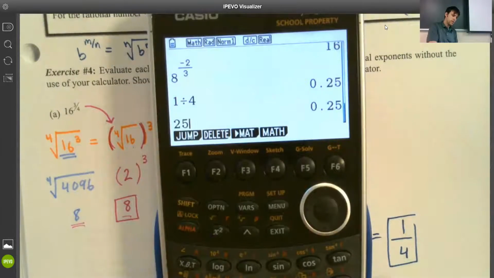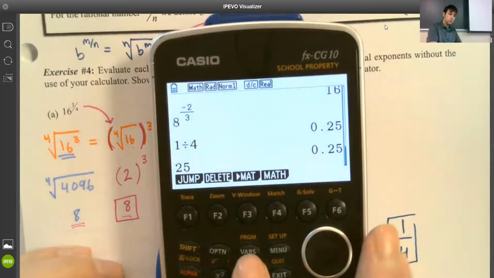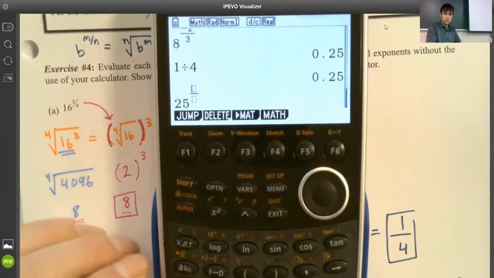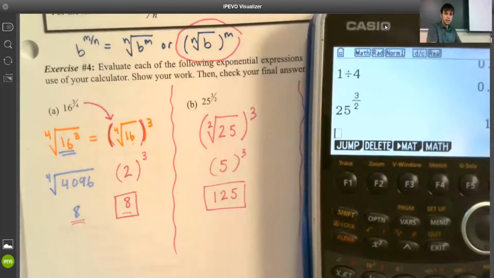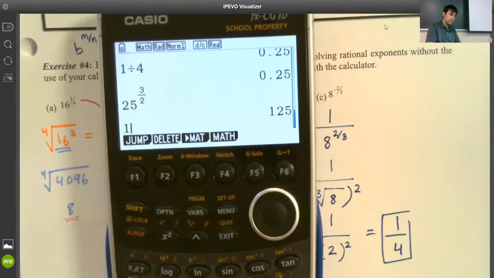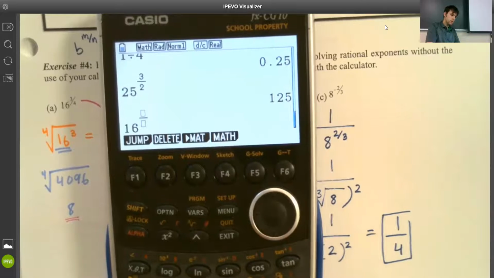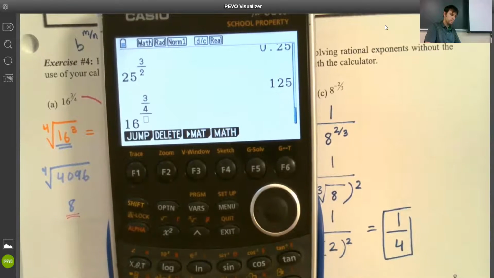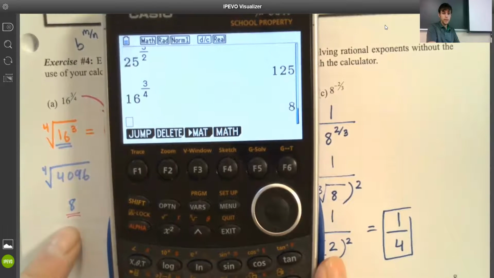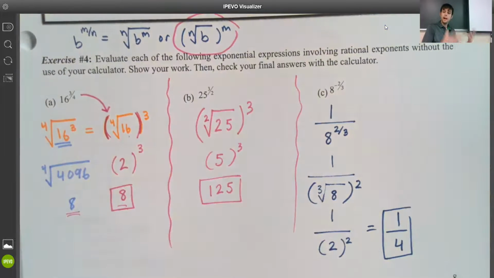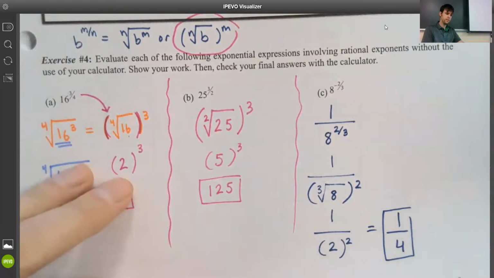So for other numbers, let's just double check all of these. So 25 to the fraction 3 over 2. Got 125 confirmed, and then 16 to the 3 over 4. Oops, too many fractions there. 3 over 4. We got 8. Yep, 8. A lot of this stuff can be done using the calculator, but I really want you to understand what's going on and how these fractional exponents relate to roots and powers and how we can use that to simplify things down as well.